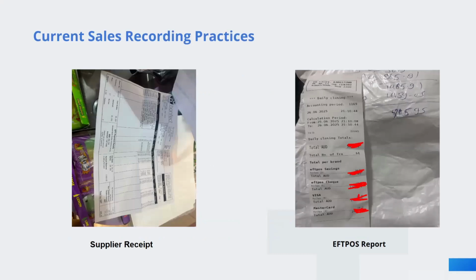Now, in this slide, you can see how the store currently manages the sales information. On the left, there is a supplier receipt. That's all the record they have of the items bought in. And on the right, there is the end of the day sales. Together, they form the main sales record, but neither links to the inventory or provides analytics, which is why a proper database is much needed here.